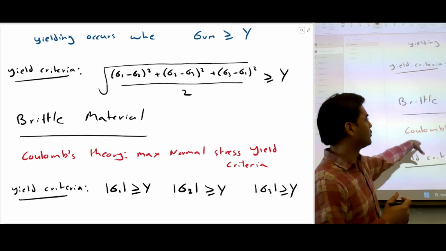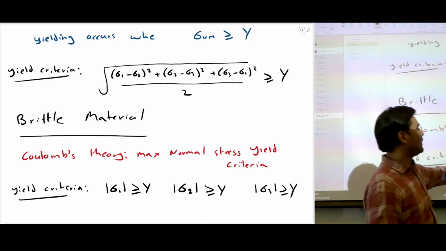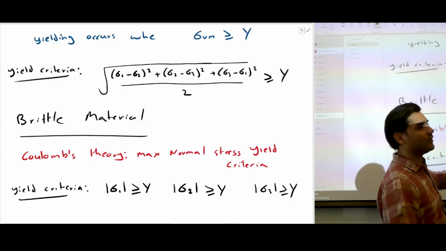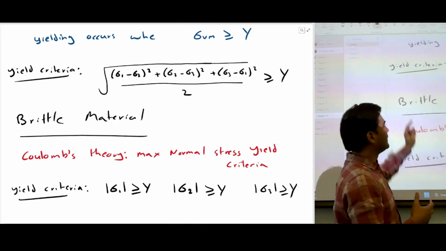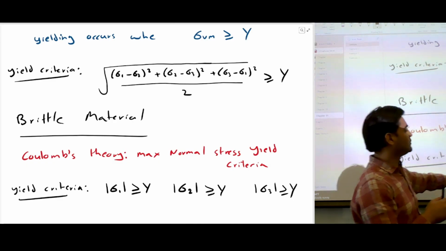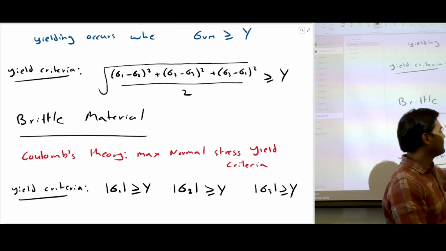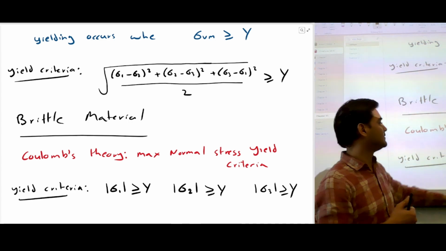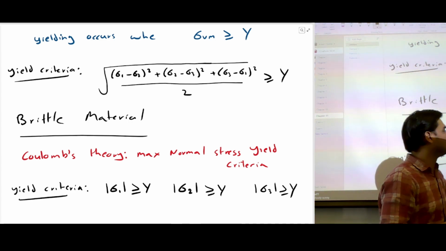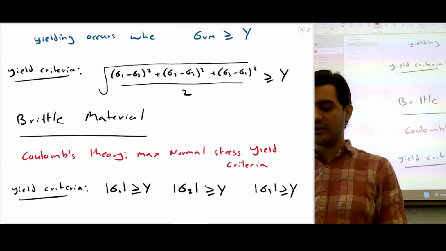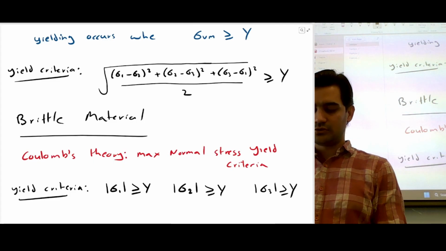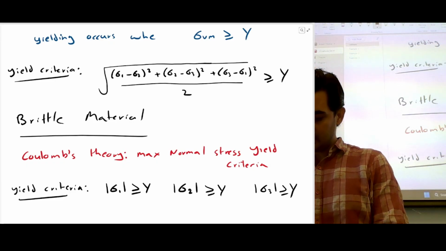So that's what Coulomb's theory says, which is pretty intuitive, because these are the maximum stresses which you're going to get in a given loading state, and you just have to compare these maximum stresses with the yielding. And if the maximum stresses are higher than the yielding, then we'll observe failure or yielding. So that's all there is.